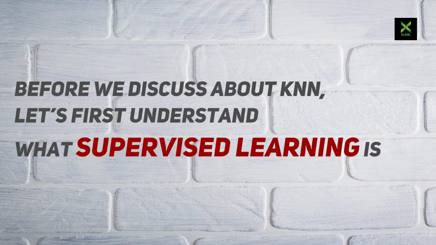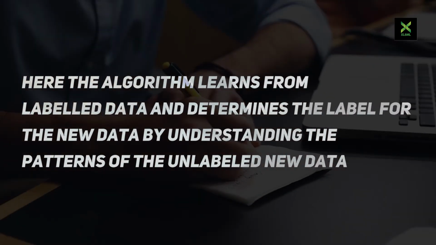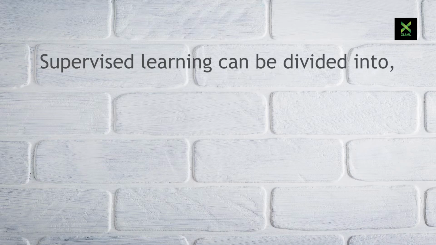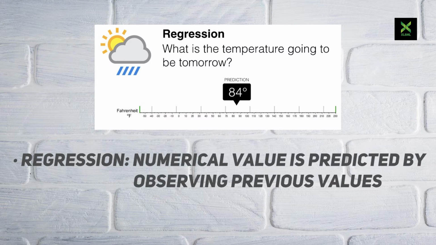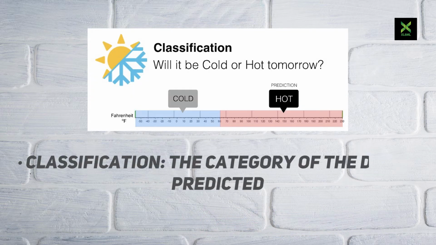Before we discuss KNN, let's first understand what supervised learning is. Here the algorithm learns from labeled data and determines the label for the new data by understanding the patterns of the unlabeled new data. Supervised learning can be divided into regression, where a numerical value is predicted by observing previous values. You can check out our previous video for understanding regression better. And classification, where the category of the data is predicted.